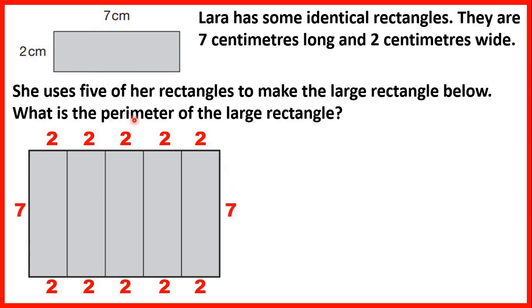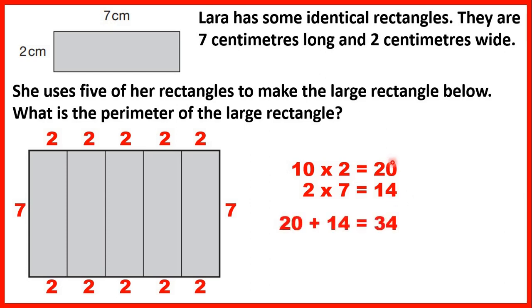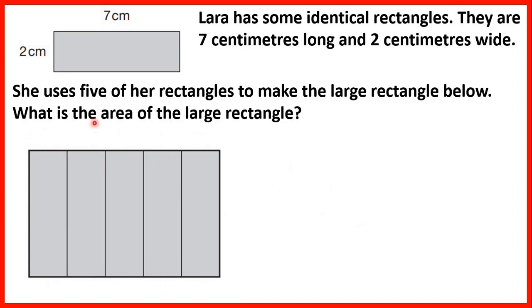And we also can remember that the perimeter is the distance around the outside of the shape. So we have 10 lengths of 2 centimetres, so that's 20 altogether. And then we have 2 lengths of 7 centimetres, so that's 14 altogether. So if we add those, we can see that the total length around the outside of the shape, so the perimeter, is 34 centimetres.